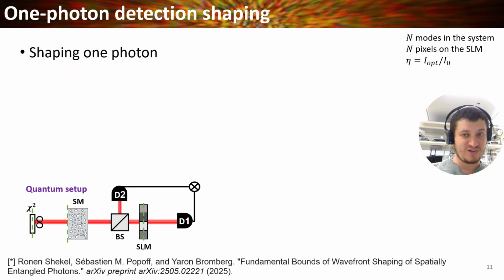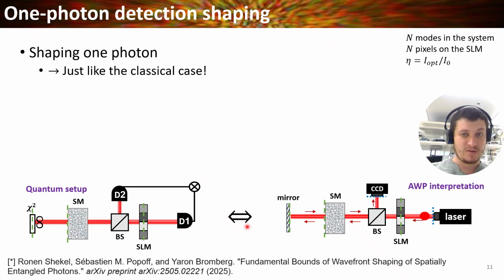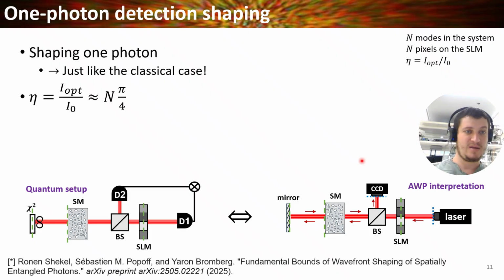The first configuration we will consider is where we shape only one of the photons. So the SLM is placed after the beam splitter and after the scattering medium. Considering the advanced wave picture counterpart, the laser propagates first through the SLM, is then scattered again, and is finally measured. So this actually seems very similar to the classical case. And indeed, we show numerically and analytically that the enhancement is linear with N and has a prefactor of pi over 4.